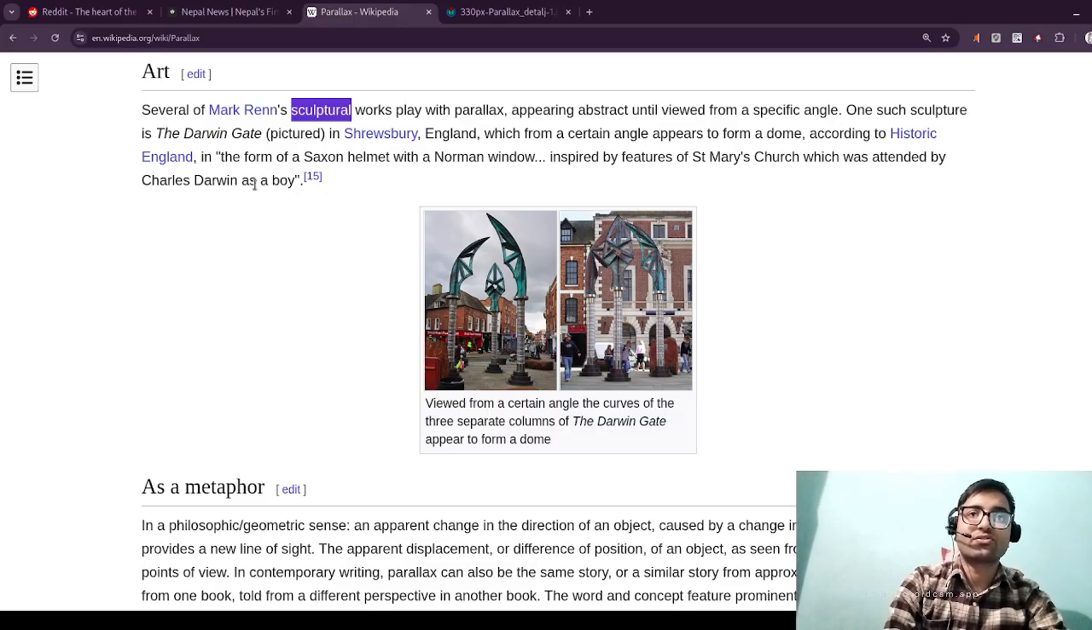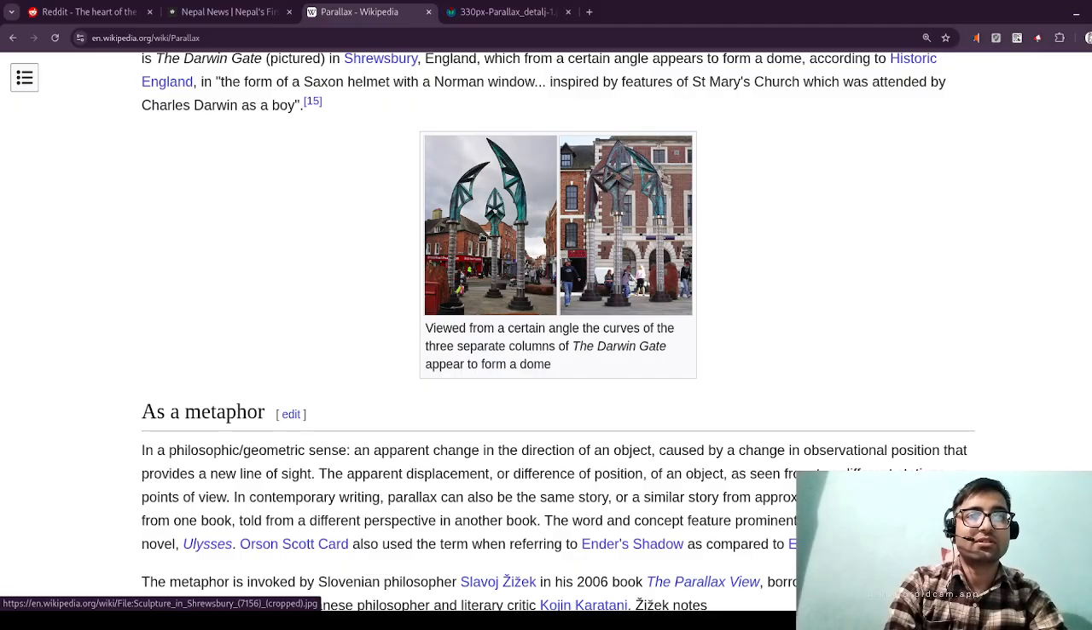Charles Darwin drew it as a boy. Viewed from a slanting angle, the curves of the three separate columns of the Darwin Gate appear to form a dome.